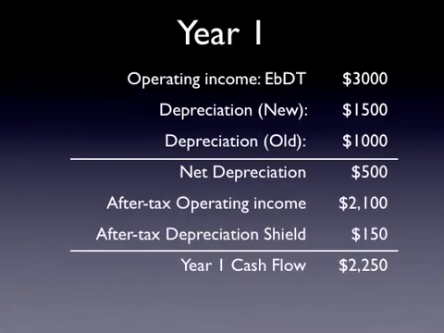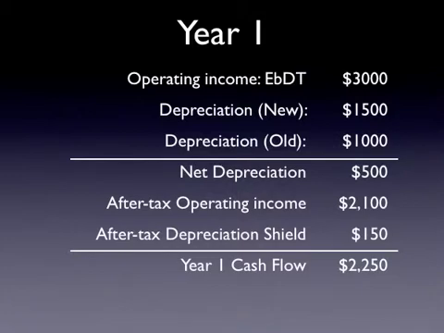We're going to pay $4,500 for the new computer, and that means that the net cost is $3,780. That's our initial investment. During year 1, we're going to have an increase in earnings before depreciation and taxes of $3,000. We have depreciation of $1,500 for the new machine, but we had $1,000 depreciation for the old machine already, so the net depreciation from the project is only $500.